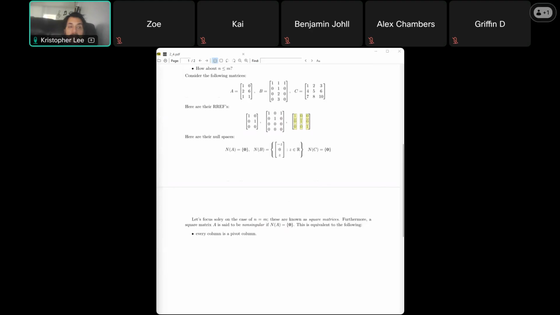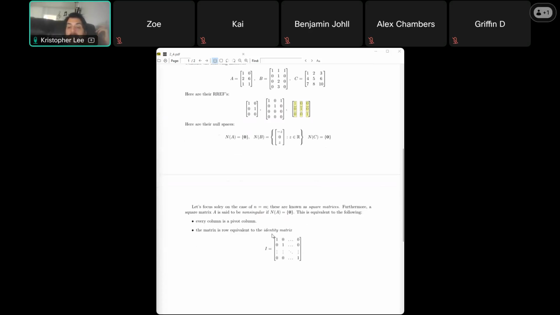So indeed, every column being a pivot column can only happen if my matrix is row equivalent to a matrix with 1 on the diagonal and zeros elsewhere. And this is known as the identity matrix. Ooh, here it is. Beautiful, dots all over the place. All right, and indeed, this is the matrix with 1 on the diagonal and 0 elsewhere.